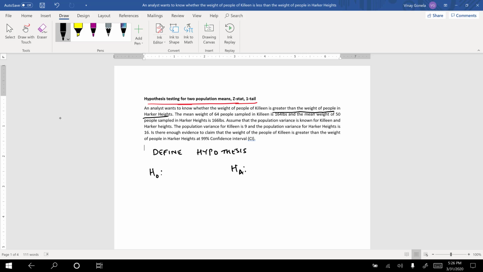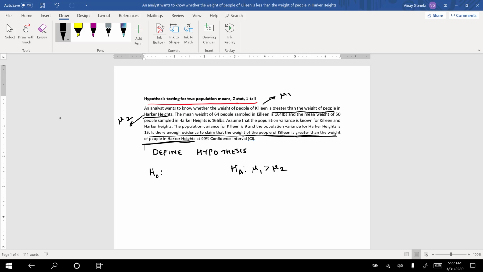And then there is another area where they talk about this. Is there enough evidence to claim that the weight of people of Killeen is greater than the weight of people of Harker Heights? So for Killeen, I will consider the population mean to be mu1, and for Harker Heights I will consider it to be mu2. So when they claim the weight of people in Killeen is greater than the weight of people in Harker Heights, the alternative is mu1 greater than mu2.